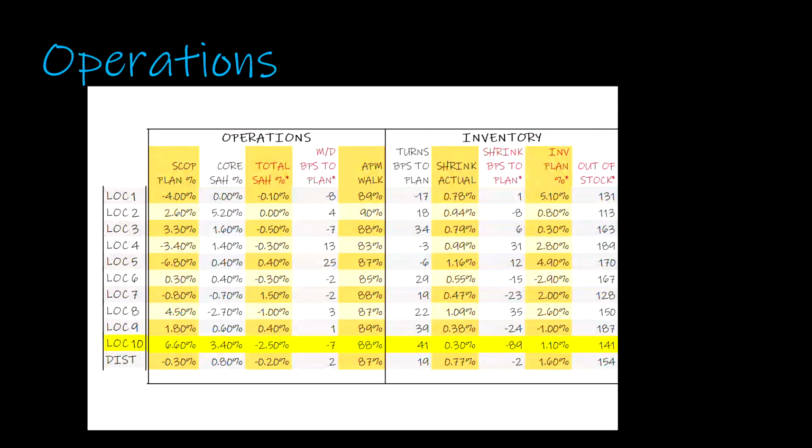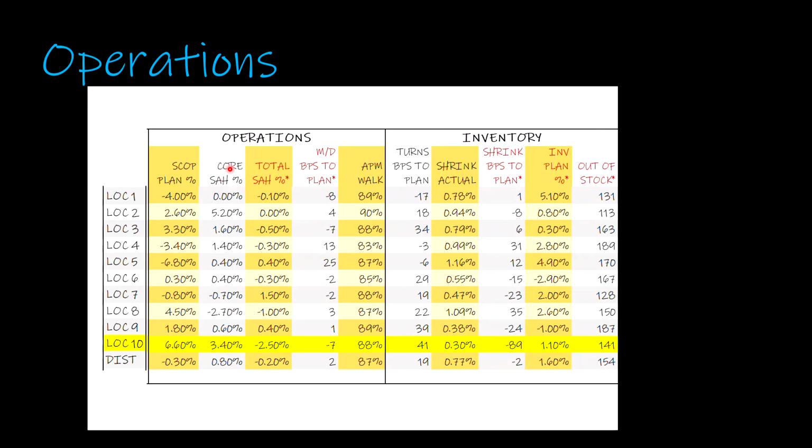All right, next we're going to move forward into looking at some of the operational information that's included on this balanced scorecard. And the first thing here we have is controllable operational profit. Now this actually is a financial metric, but in this particular case, we had it bundled in with our operations. We can see location 10 is at positive 6.6% compared to plan, which is the highest in the district and ahead of the district average by far.